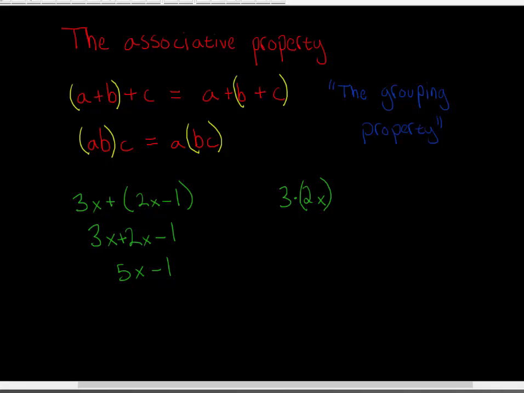Same thing over here. To rewrite the parentheses really creates an extra step we don't need. So while it's technically what we're doing when we use the associative property, better to just see this and think 6x.